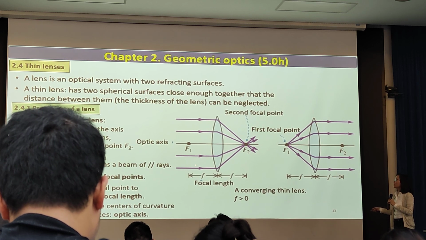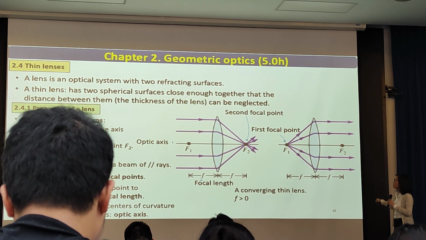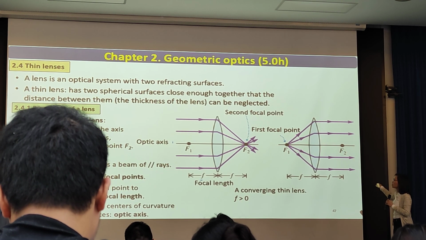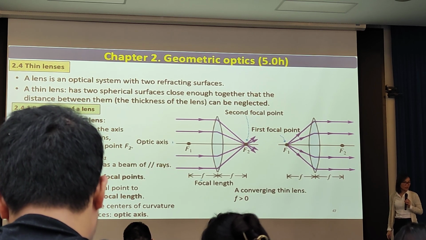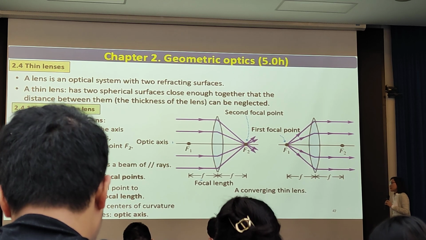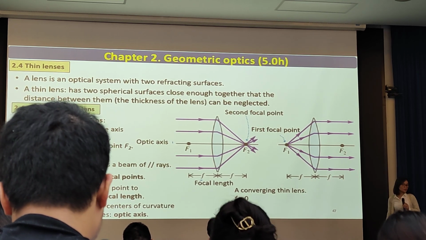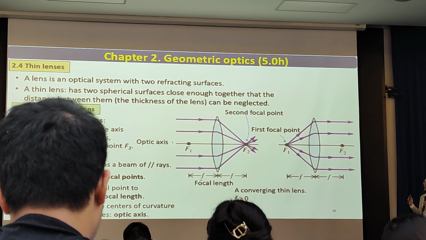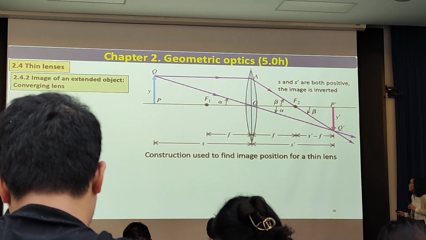This line connecting the centers of curvature. The center of curvature of this surface is somewhere here, and the center of curvature of the other surface is somewhere here. And this line is called the optic axis. Clear? Right. That is the definition of the converging thin lens.